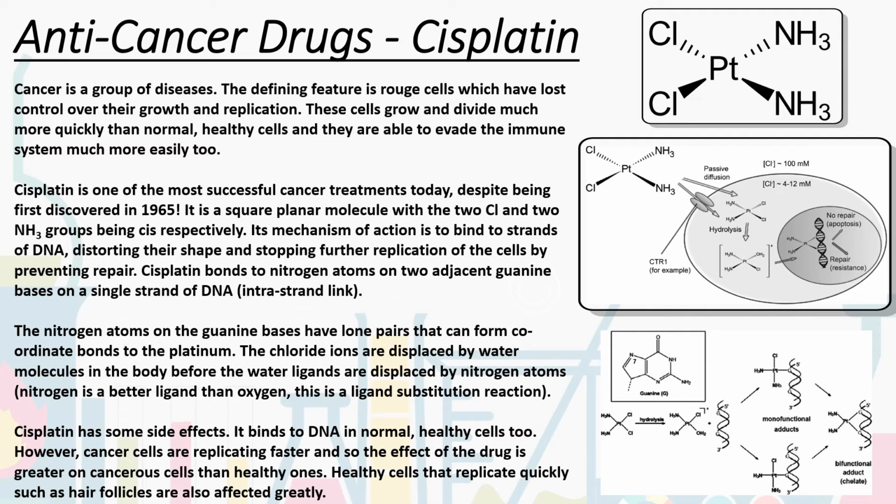They don't need to use the blood supply of the body. They can create their own blood supply. They're able to evade the immune system much more easily. They hide away from being repaired or destroyed by the immune system.